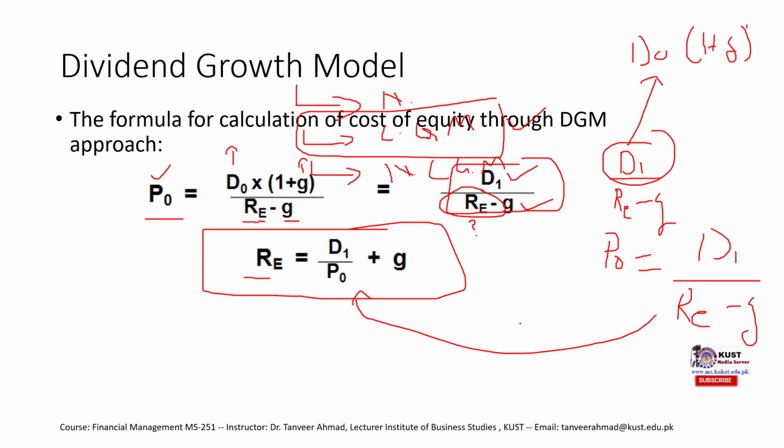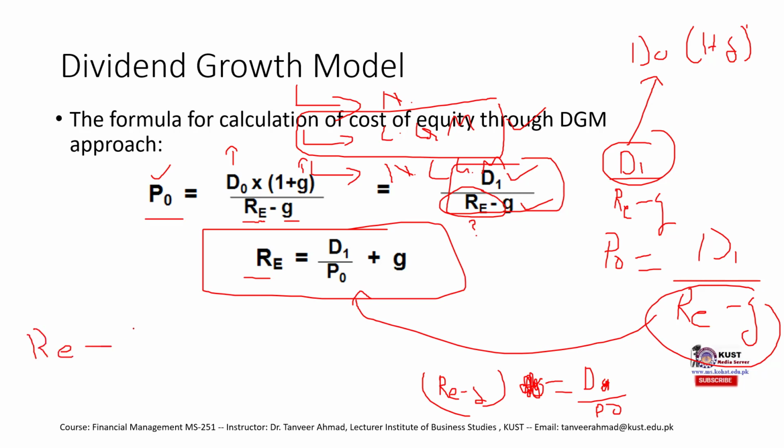If you are wondering how this happened, let me simplify it. If we transfer this part to the left side of the equation, then it would be (RE minus g) into P naught is equal to D1. If we simplify it, we transfer this P naught over here, then it would be D1 divided by P naught, and then we would have RE minus g is equal to D1 divided by P naught. If we transfer this g over here, then it would become positive g. So now our formula would be RE is equal to D1 divided by P naught plus g. This is what I have written here.